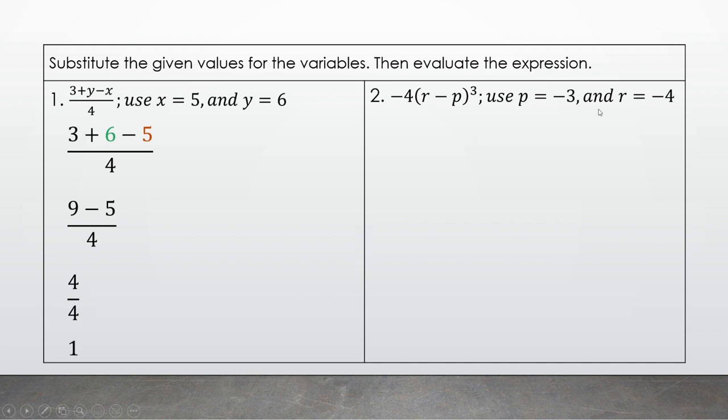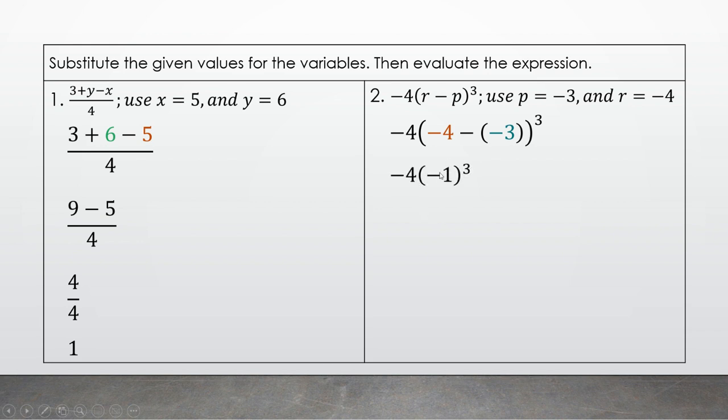In number 2, we will be replacing the letter P with -3, and we'll be replacing R with -4. So r became -4, and remember we have the subtraction sign in the original expression, and then we put in -3 for p. So we want to do what's inside the parentheses first. -4 minus -3, that's like -4 plus 3, which equals -1.